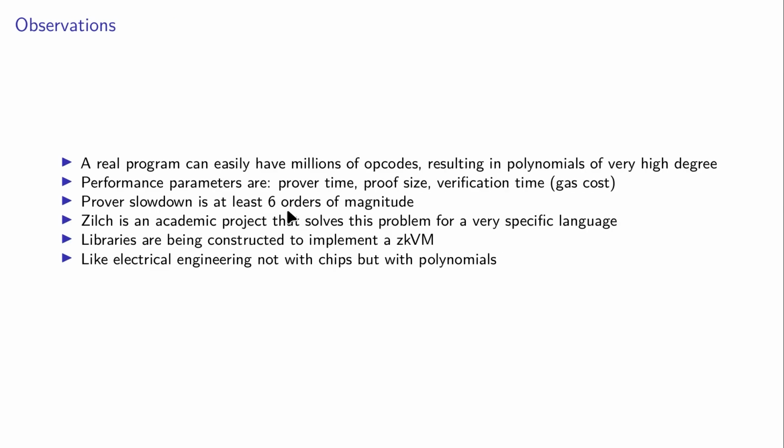So what does this bring us? Well, a real program can easily have millions of opcodes, right? So this results in a polynomial of very high degree, a degree of a couple of million, even a billion. Larger than that, we simply cannot deal with at the moment.